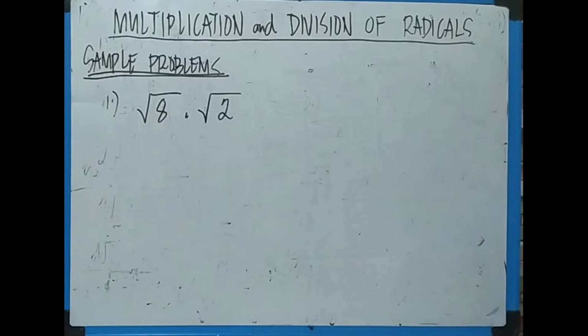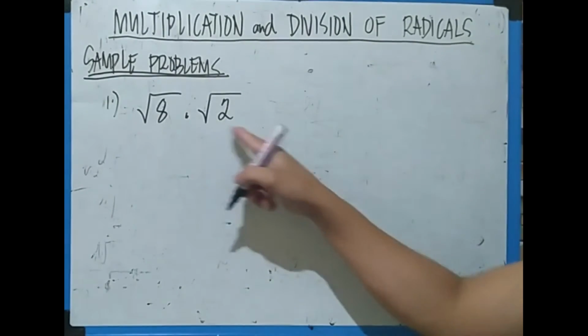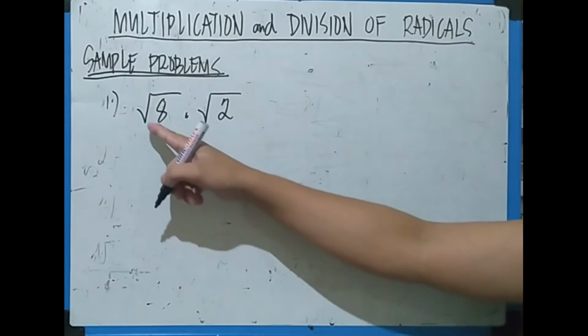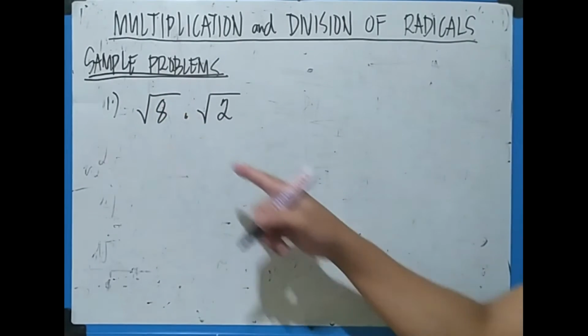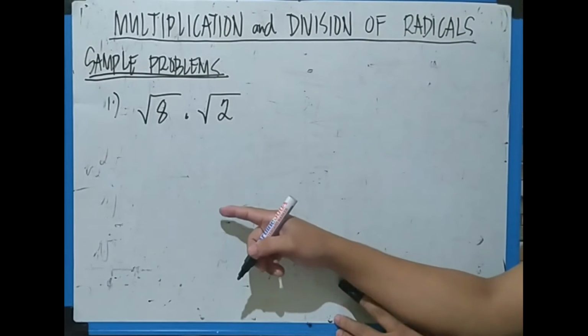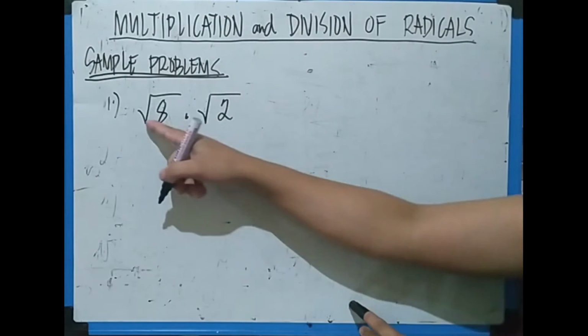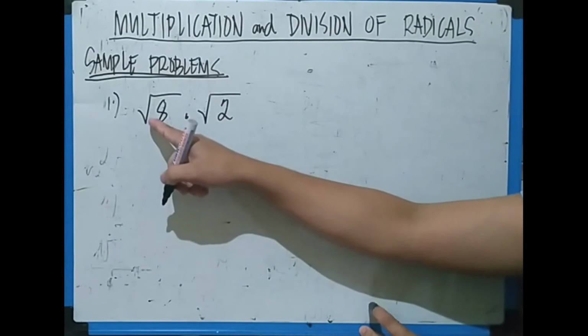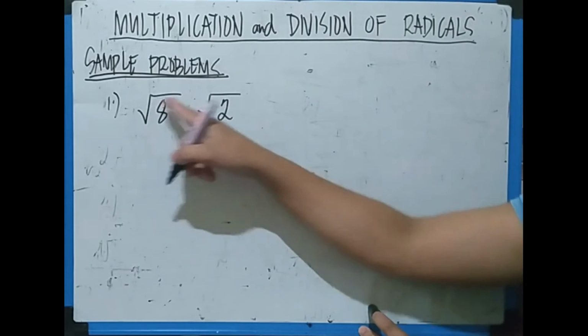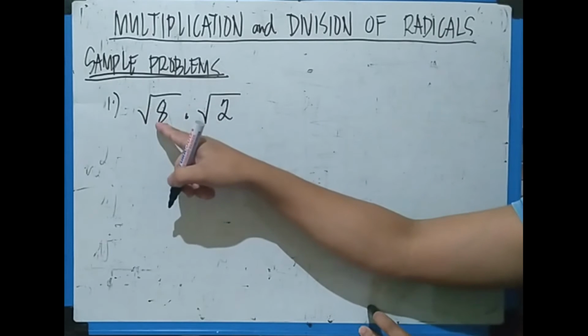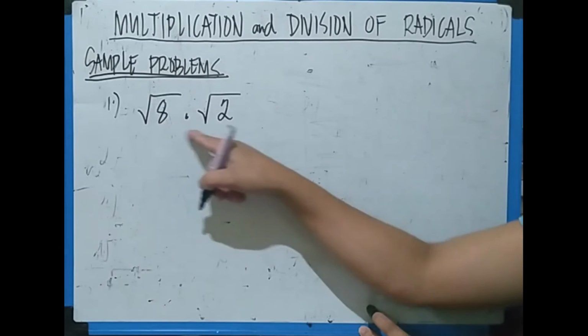Okay, example number 1 tayo guys. Okay, so ito madali lang ito guys, no? Kung mapapansin niyo, parehas lang po ang index nila, which is square root. So ang target natin guys palagi is kailangan kapag nag-multiply po kayo ng radical expression or radicals, make sure na ang index nila ay parehas. So pag magkaiba sila, hindi mo sila pwedeng ipag-multiply dito.